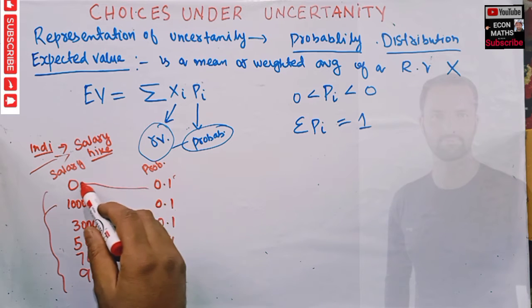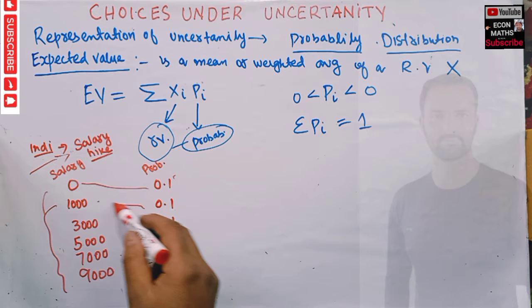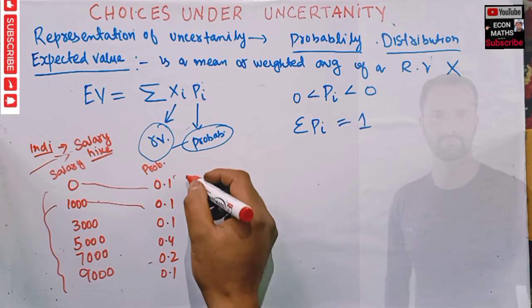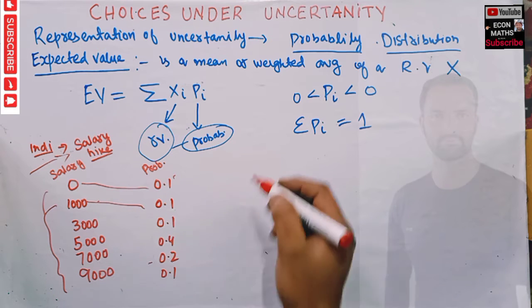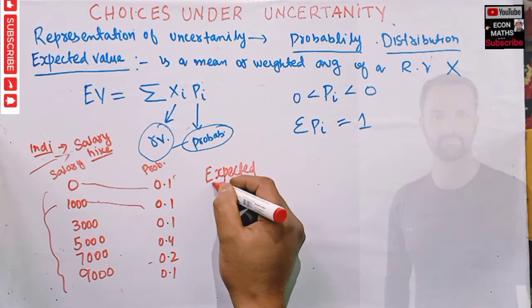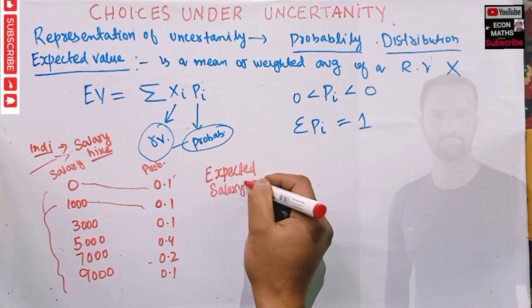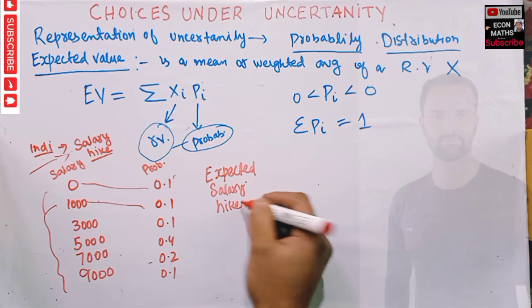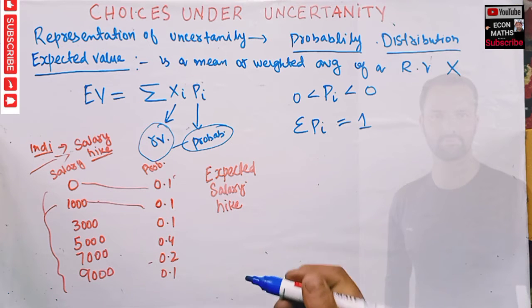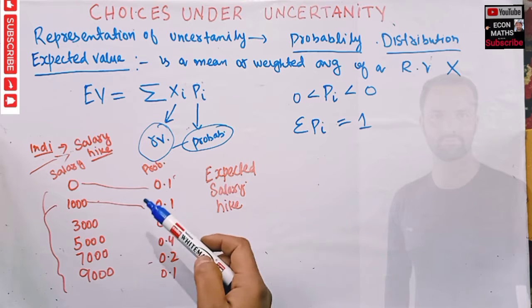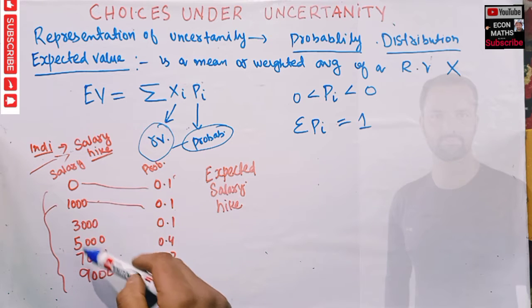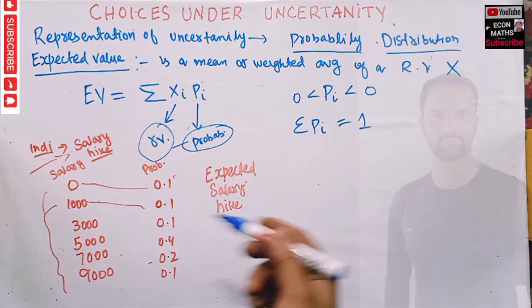So that means 10% is the chance that his salary will not increase, 10% chances is his salary will increase by $1,000. Similarly, they are accordingly given here, okay. Now what we want to see is the expected salary hike, okay. Now using this very formula, that is expected value, we need to multiply each outcome with its probability, okay. So we multiply each outcome with the probability associated with that very outcome.